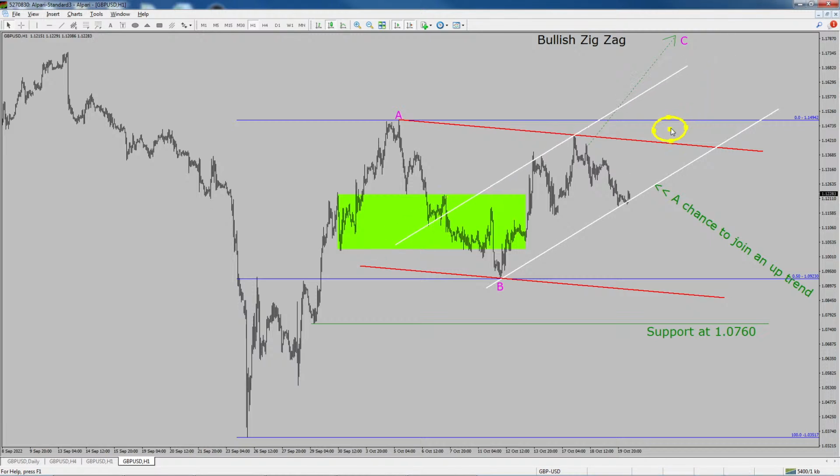So we need to wait for the market to break the upper red color trend channel line, and when it happens, the chances are market is going to rise up further. If I extend the green color highlighted area, you can see that price is just hovering around this buy zone.